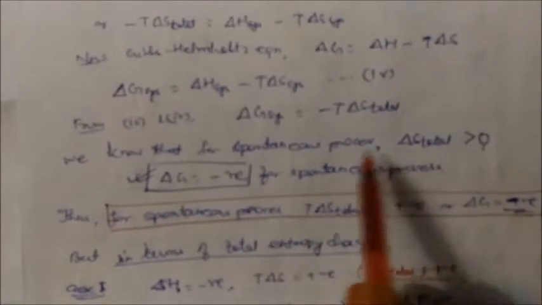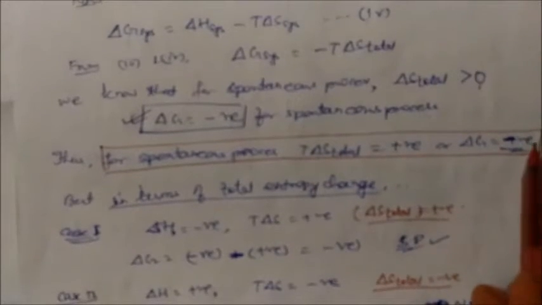So in this way, it comes that delta G of the system is always negative for a spontaneous process, because the total entropy of the process is greater than 0. So definitely this will be a spontaneous process. So we can say that for a spontaneous process, T delta S total will be positive, then only delta G is negative. But in terms of total entropy change, we have two cases.